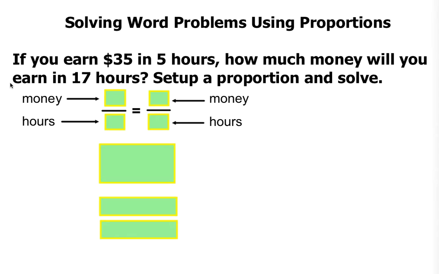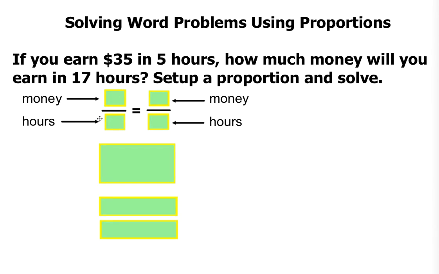So we already know that a proportion is two ratios that are equal to each other. When you write a proportion, you must be consistent in what you are comparing. So I will be comparing money to hours. In the first part of this sentence, it says, if you earn $35 in 5 hours.